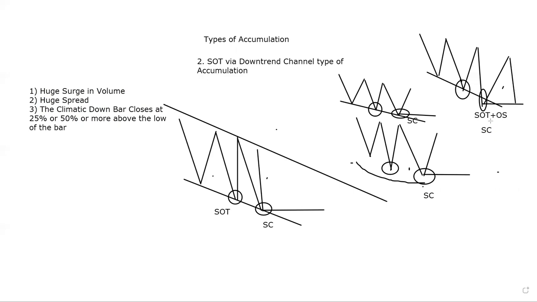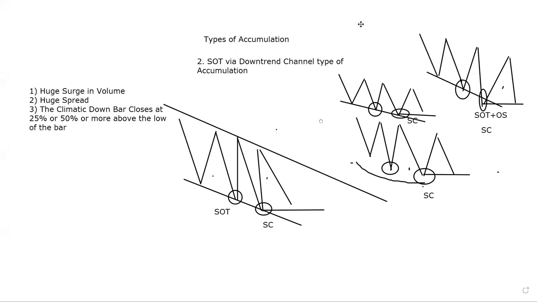Test this region. Okay. Got it? And then the same rules will follow. Secondary test, automatic reaction, spring, whatever, then jump across the creek, and then the price will follow up. Got it? The same rules like the typical one. But this is a SOT, shortening of the thrust.